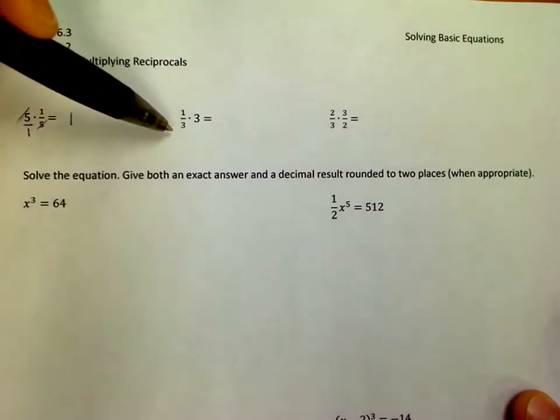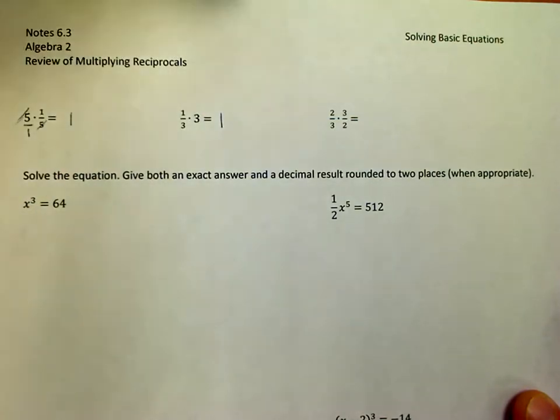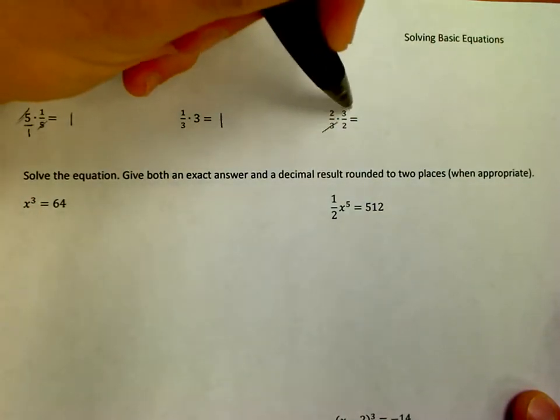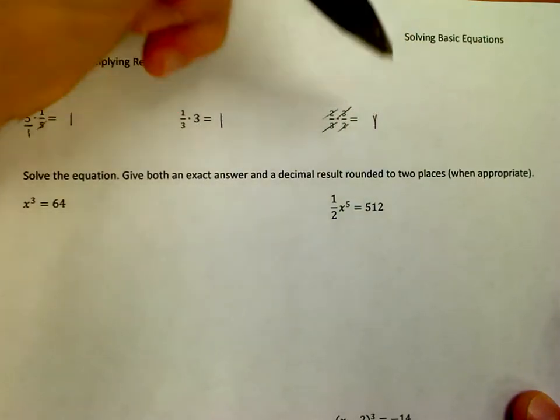The same thing goes with 1/3 times 3. 1/3 of 3 is 1. And 2/3 times 3/2, in this case numbers on both top and bottom, but the 3s would cancel out and the 2s would cancel out, and I'm basically left with 1 over 1, which is 1.